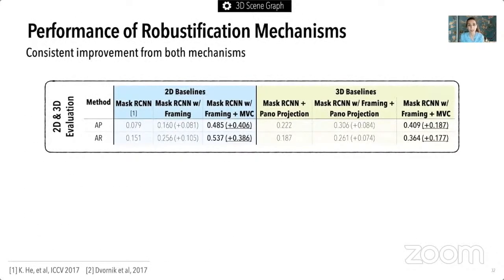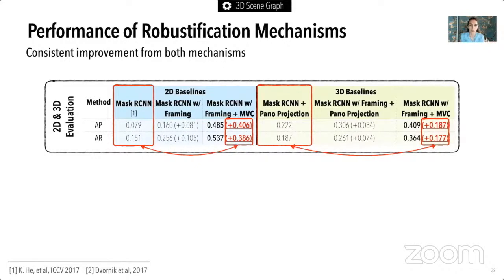But let's look at the performance of the robustification mechanisms first. We see that, instead of using Mask R-CNN, the detector essentially on its own, and projecting that information in 3D, when we use the framing and the multi-view consistency mechanisms, there is a substantial boost in the performance of the algorithm, both in terms of the average precision and average recall.